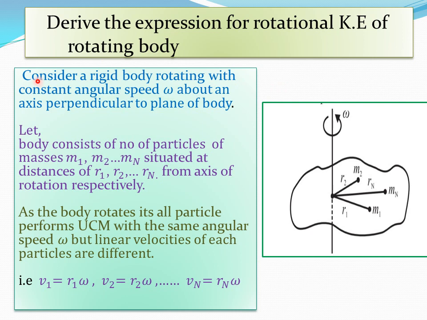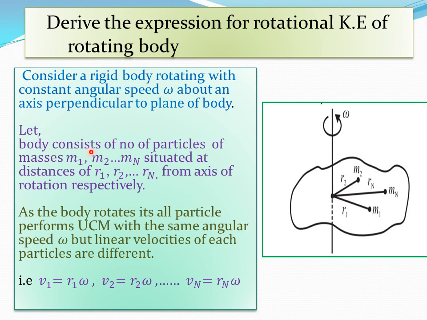So let's start. Consider a rigid body rotating with a constant angular speed omega about an axis perpendicular to its plane. Suppose this is the body, and this is the axis passing through a certain point of the body, and this axis is perpendicular to the plane of the body. The body is rotating about this axis with constant angular velocity omega.